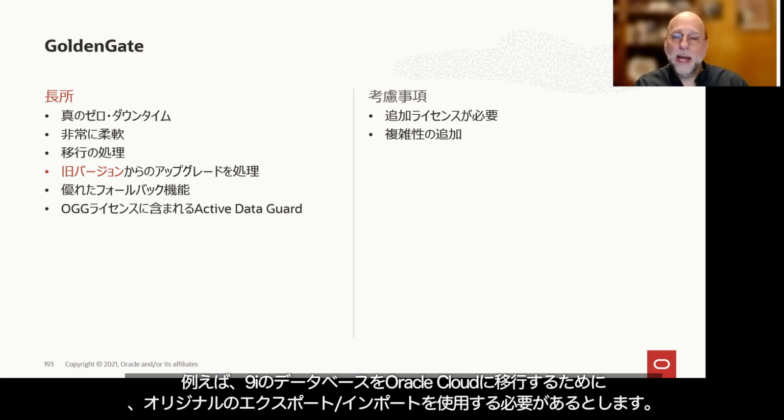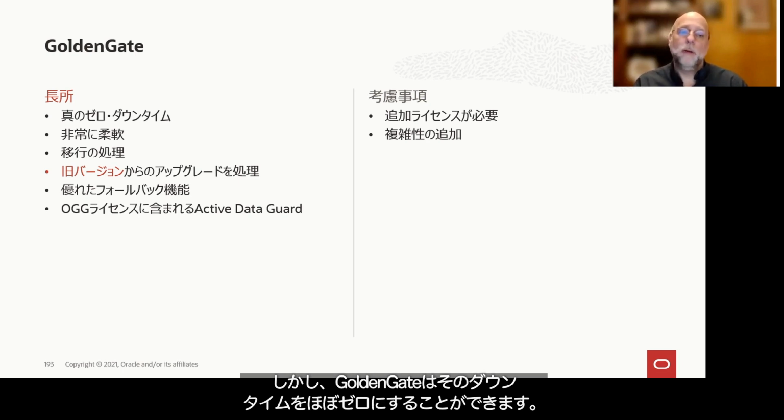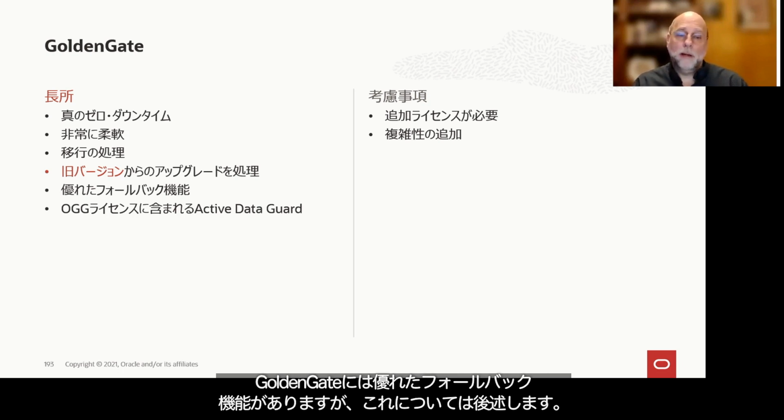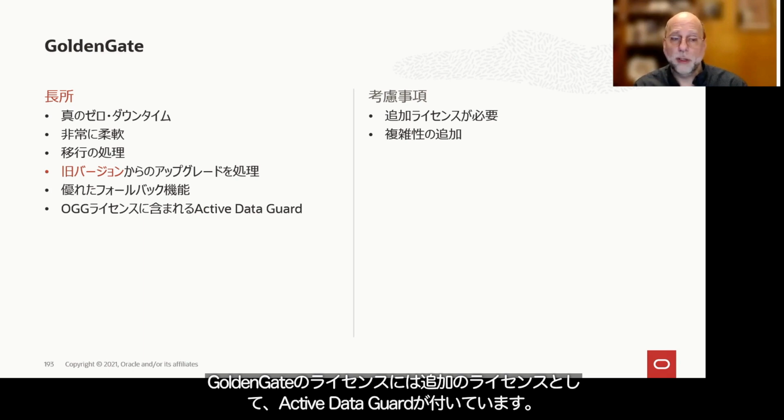It can handle basically any migration that you've got, including upgrades from old versions. Like let's say you have a 9i database where you're going to have to use original export-import to move it into Oracle Cloud. Well, GoldenGate can cover over the downtime, which with original export-import could be significant. And GoldenGate can bring that downtime down to almost nothing. It has good fallback capabilities, which we'll talk about. And if you have the GoldenGate license, and remember, under considerations, it is an additional licensed option, but with the GoldenGate license comes Active Data Guard.